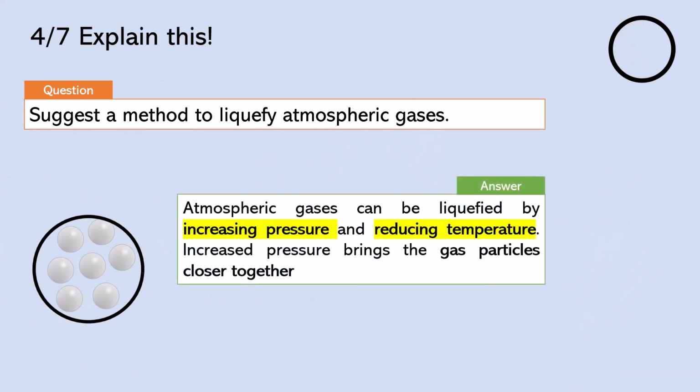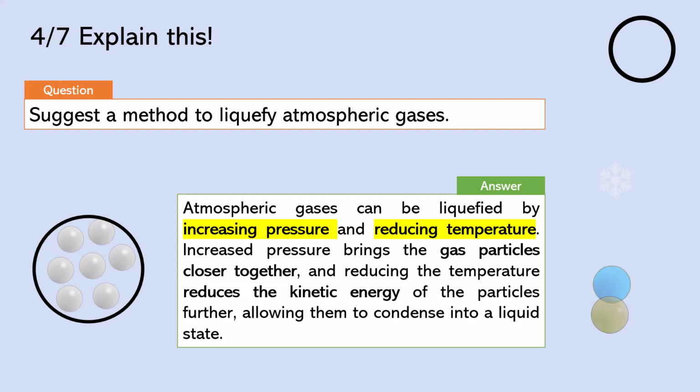Next question. Suggest a method to liquefy atmospheric gases. Atmospheric gases can be liquefied by increasing pressure and reducing temperature. Increased pressure brings the gas particles closer together, and reducing the temperature reduces the kinetic energy of the particles further, allowing them to condense into the liquid state.